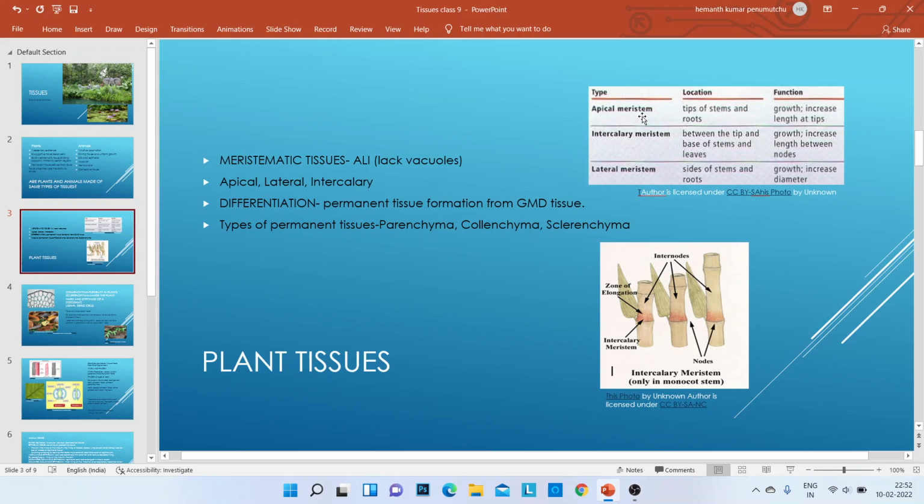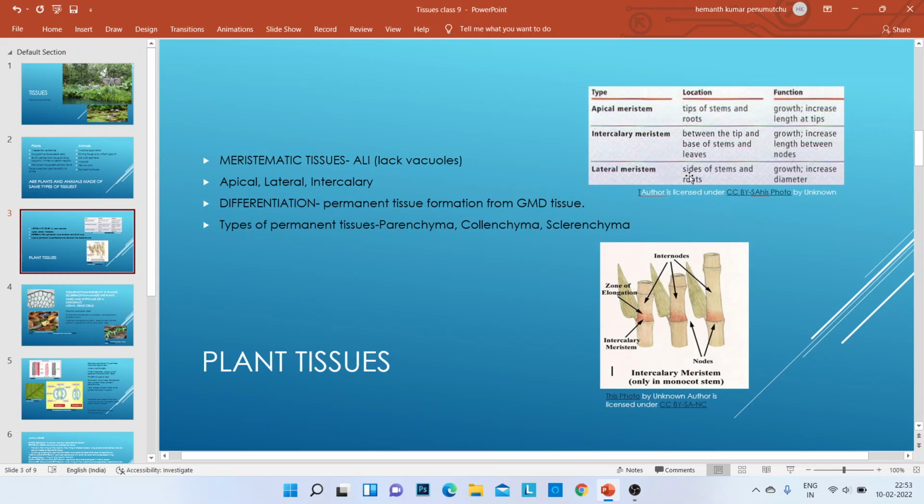The location of apical meristem is the tips of stems and roots. The function is growth. It increases the growth at tips. And the intercalary meristem location is between the tip and base of stems and leaves, and its function is also growth. It increases length between nodes. Here the cells will divide further and thus the length of the internode increases because of this intercalary meristem.